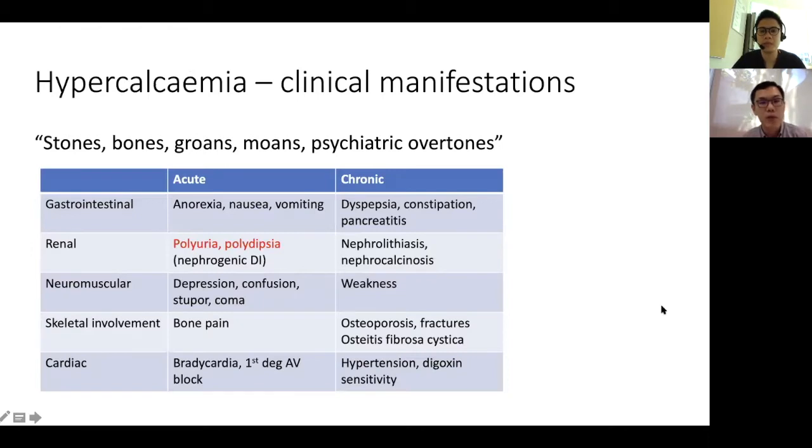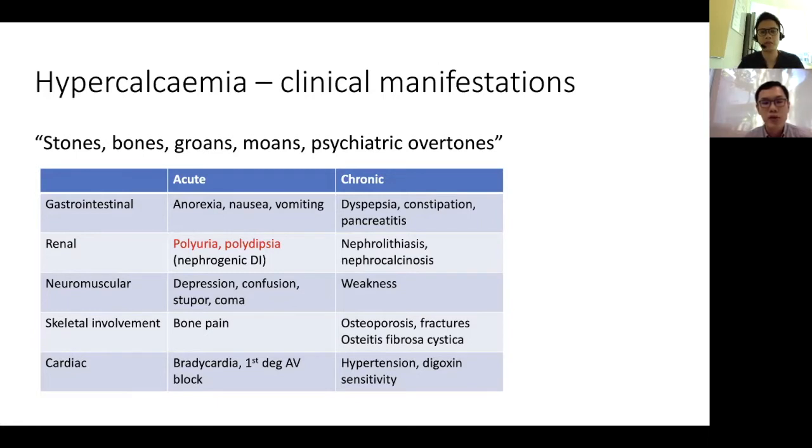Yeah, so we have this mnemonic that you all know from medical school days: the stones, bones, groans, moans, and psychiatric overtones, which drives home the point that hypercalcemia affects multiple organ systems. So as per what you can see in the table, GI, renal, neuromuscular, skeletal, and cardiac. The most common symptom that we'll look out for is that of polyuria and polydipsia, because the high calcium actually affects the renal tubules and gives a nephrogenic DI kind of picture, because it affects the aquaporin 2 production.